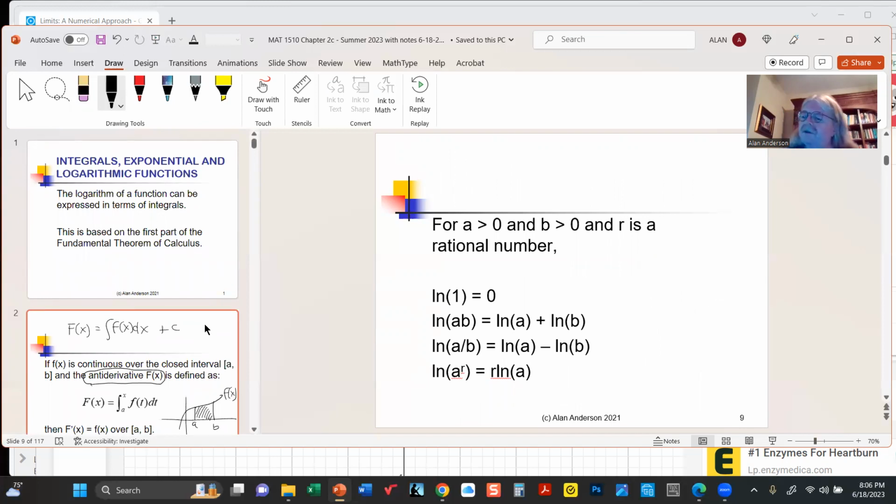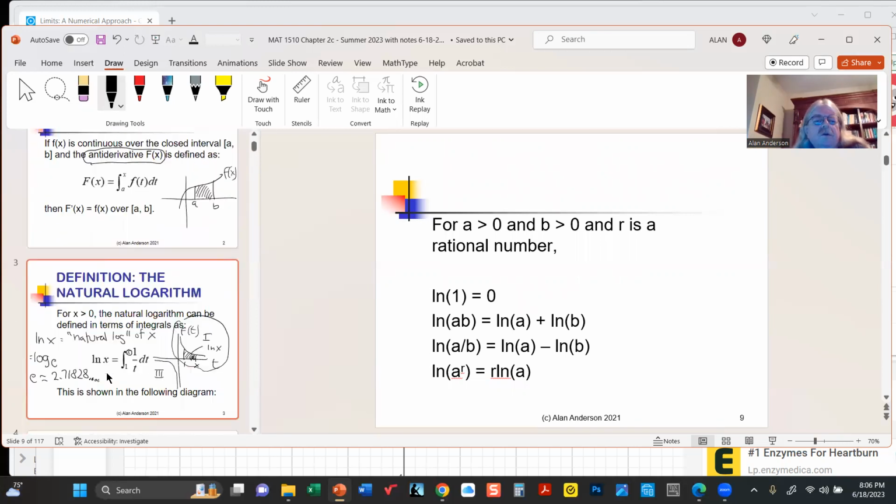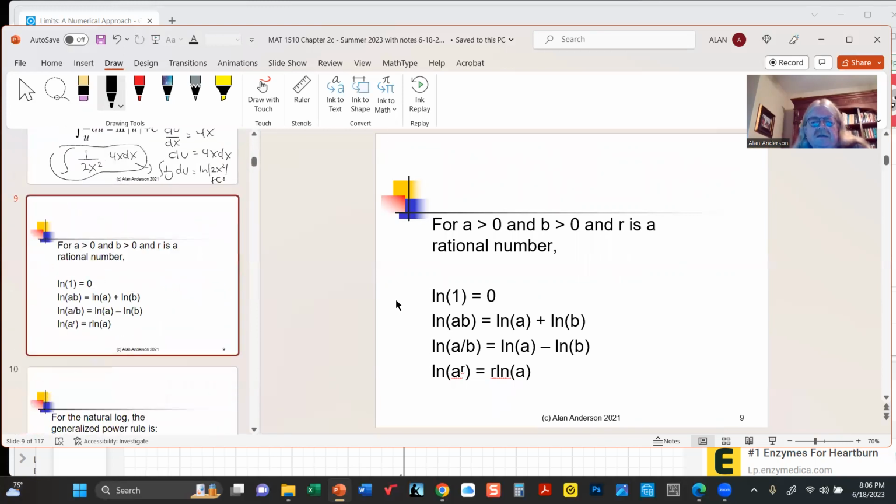So, for example, the natural log of 1, and we've already seen, is just 0. The log of a times b is equal to the sum of log a plus log b. The log of a over b is equal to the log of a minus the log of b. And then finally, we have log a to the r power equals r log a. All right, that's good review.